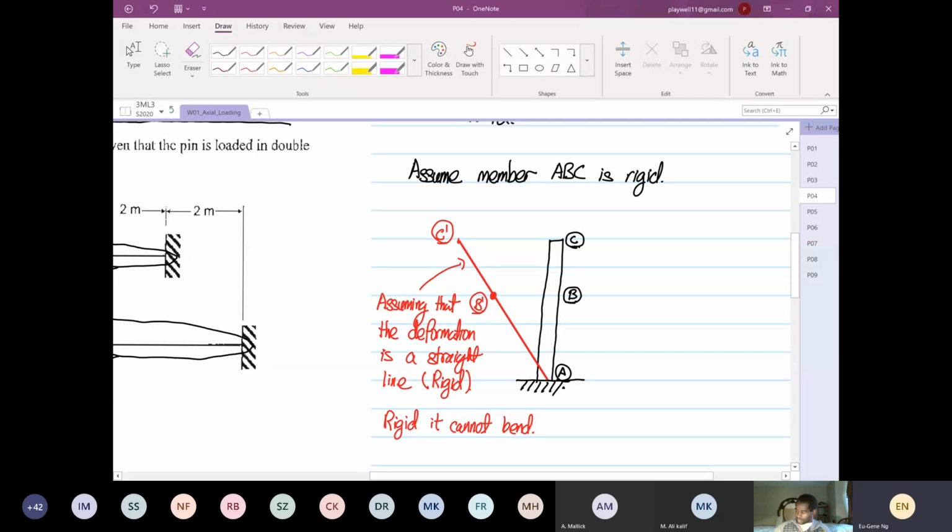So in real life, it's not going to be rigid, is it? In real life, you're going to have some deformation. So I'm going to sketch it out. This is just a sketch. You're going to deform this way.